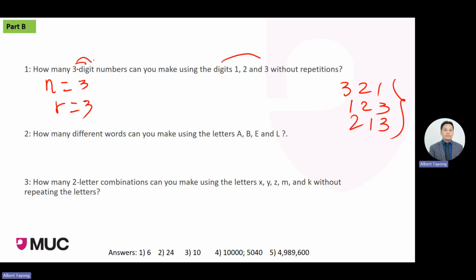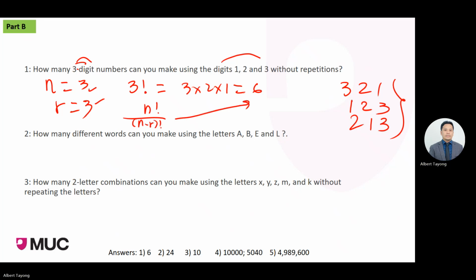Okay, so basically you can immediately use this because N and R are equal. If N and R are equal, you can use N factorial only. So 3 times 2 times 1 is equal to 6. Or of course, you can use the formula. You have N minus R factorial. You're going to get the same answer.